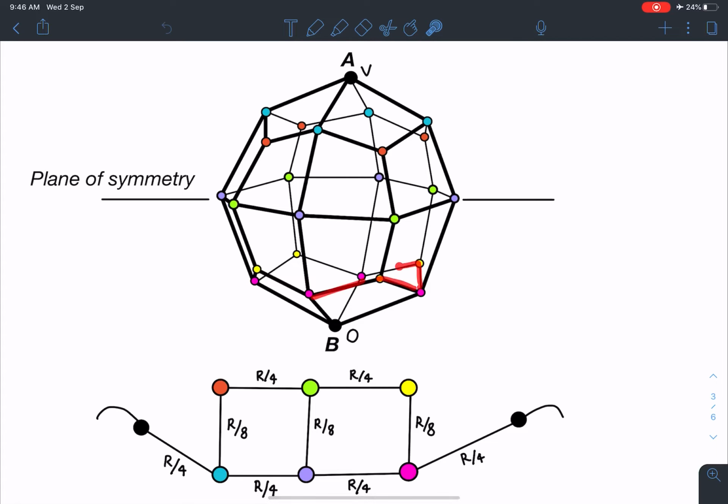Between pink and yellow there are 8 such resistances. So we are going to keep those 8 resistances in parallel. So that is also going to be R by 8. This is also going to be R by 8.